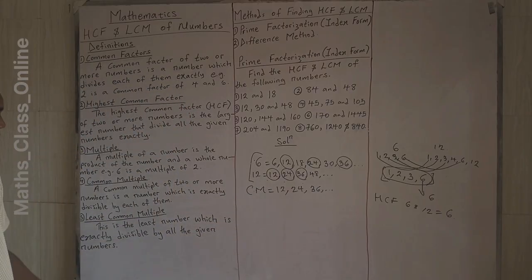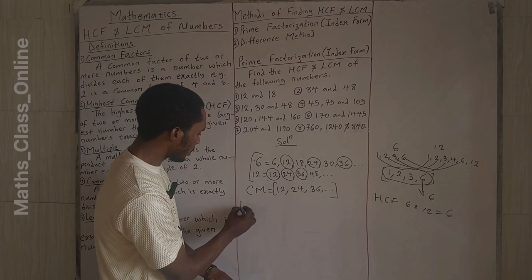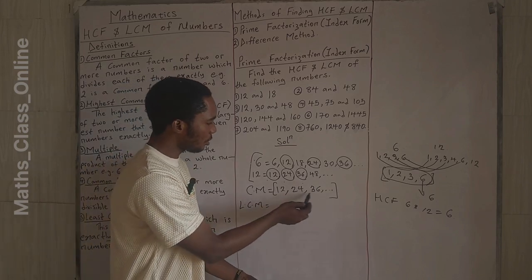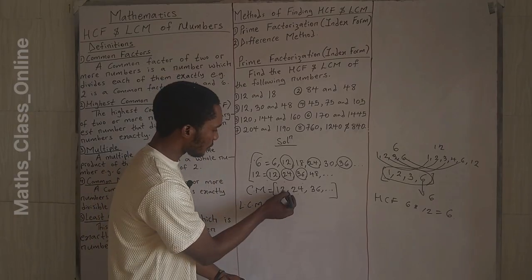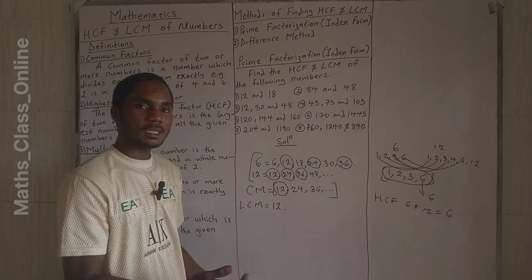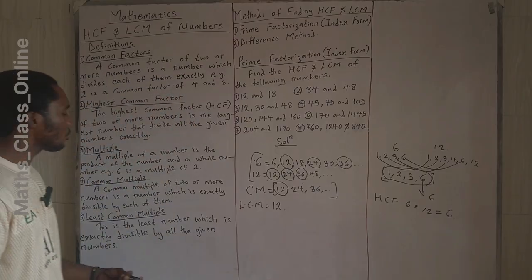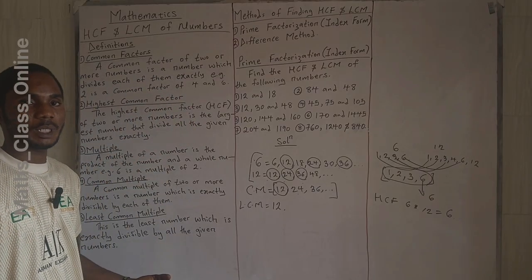Least common multiple. This is the least number which is exactly divisible by all the given numbers. These are the common multiples. Now we are talking about the least, or let's say lowest common multiple. Out of all these numbers that we have here, 12, 24, 36, which one is the least? That is 12. That means the LCM of 6 and 12 is 12.